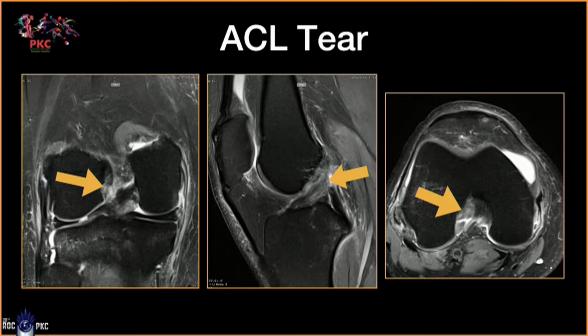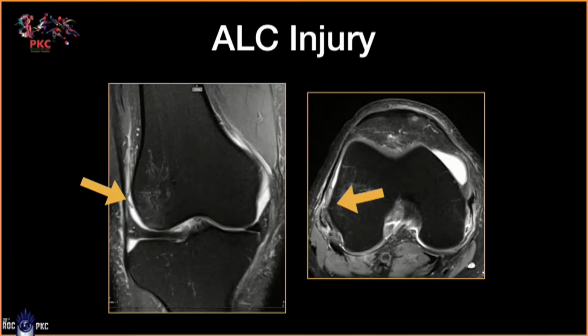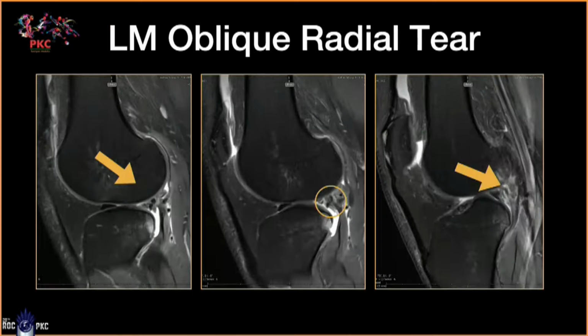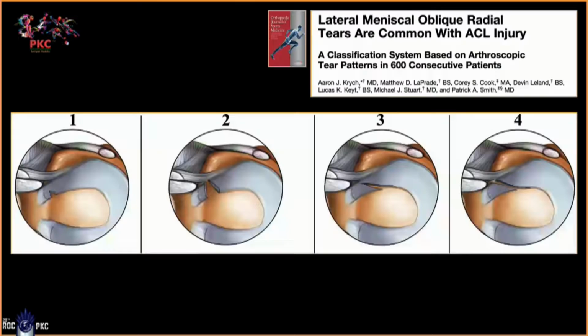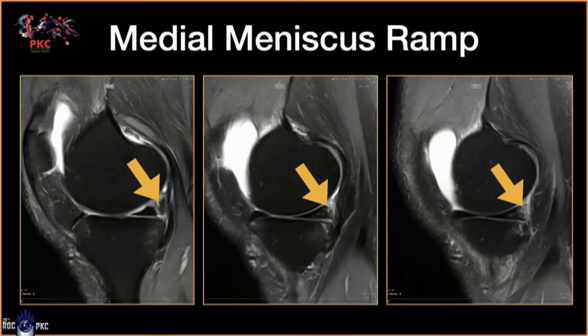So that's the ACL injury that we can see. It's a femoral sided peel-off sort of injury. He does have some signal in the anterolateral capsule as well. The lateral meniscus demonstrates an oblique radial tear. This is a relatively recent description of the lateral meniscus tear type, which is slightly away from the root, and this has been described by Aaron Krych from Mayo Clinic. So this patient looks like a type 3 lateral meniscus oblique radial tear.